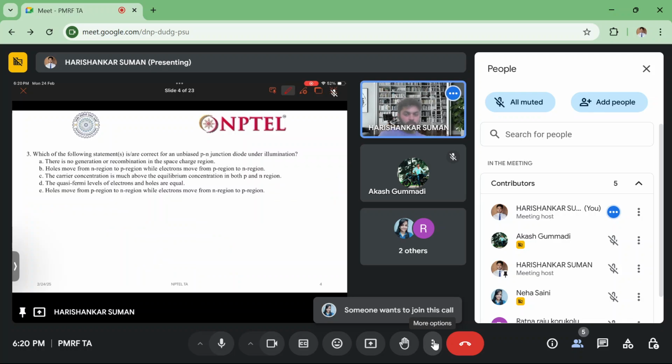Let's move on to the next question. Which of the following statements is correct for an unbiased PN junction diode under illumination?